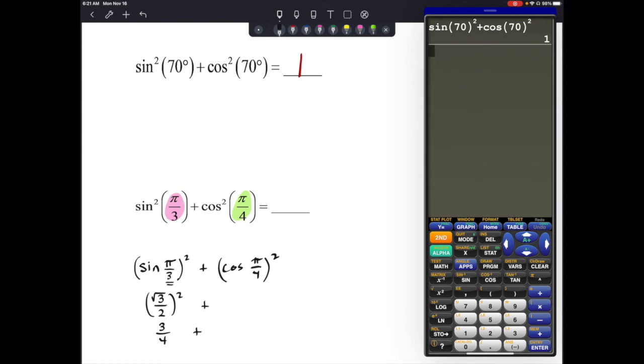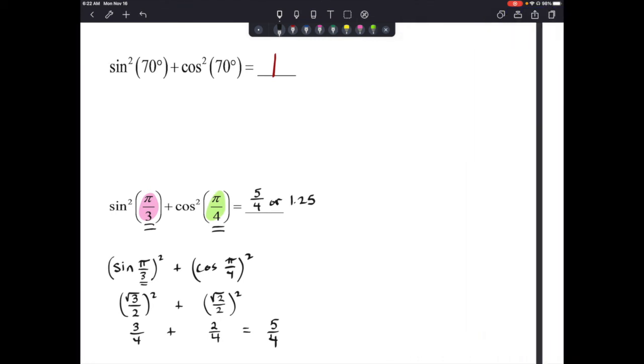And then when we add to it cosine of pi over 4, well, that's our middle row and middle column. We'll get radical 2 over 2. And when we square it, we should get 2/4. I didn't reduce it because I know that my first angle was 3/4. So when I add them, I'm going to get 5/4. So this one has a value of 5/4, or 1.25 if you want to write it like that. That's totally fine. But that one's different because the angles that we're substituting in are not the same angle. All right, let's move on.